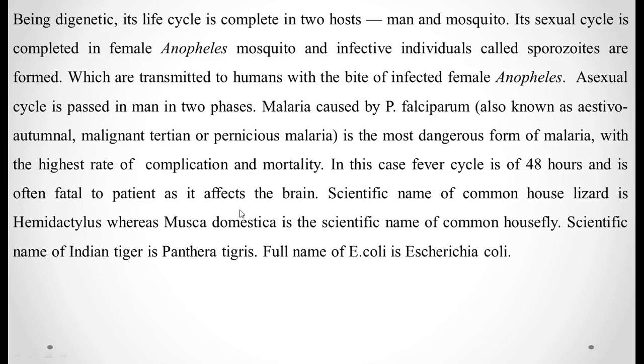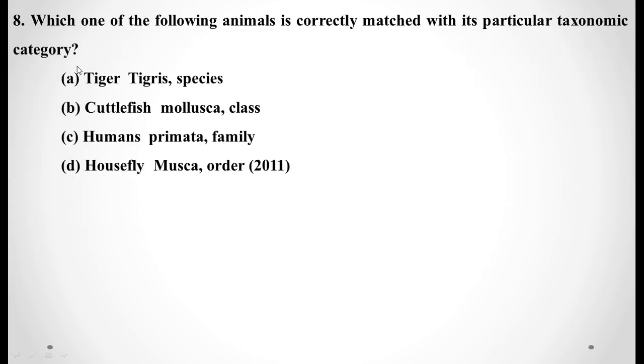Which one of the following animals is correctly matched with the particular taxonomic categories? Here are tiger, cuttlefish, human, and housefly. These are the organisms. And tigris is a species. Mollusca, class; Primata, family; and Musca, order. So the right option is option A.